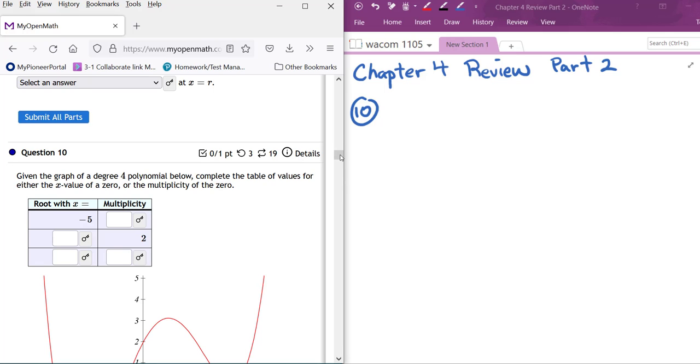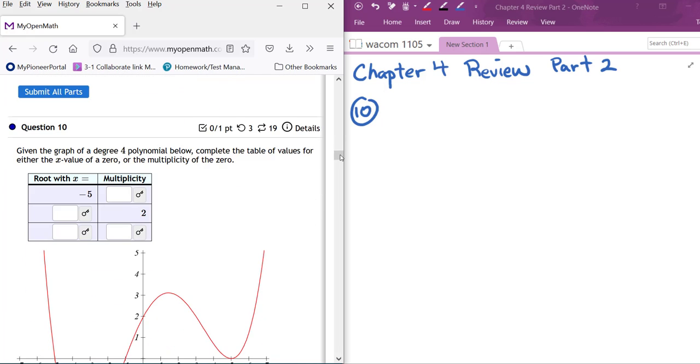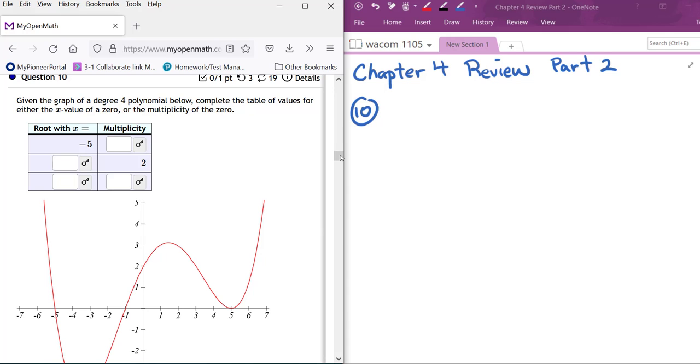And they would like us to complete the table. They have shown us the root that is -5, which is here. If we count and make sure we have them all, this would be 1, 2, and this one can be even, so 3, 4. That would take care of our zeros. And it actually tells us one of them is 2. So this will be 5, would be this spot. All right, so the root with -5, the multiplicity is 1.